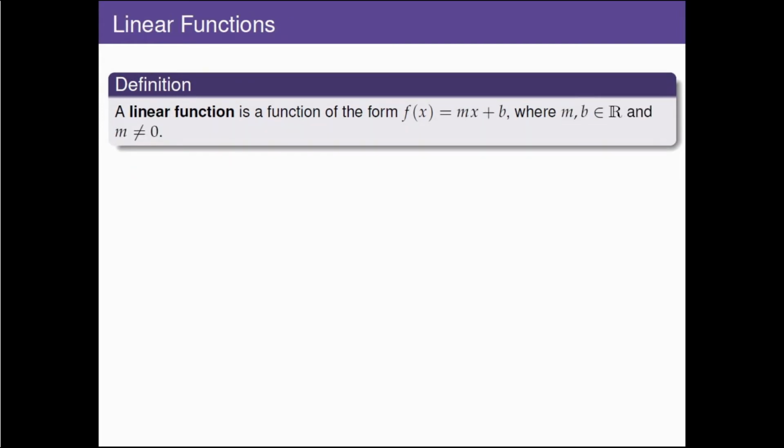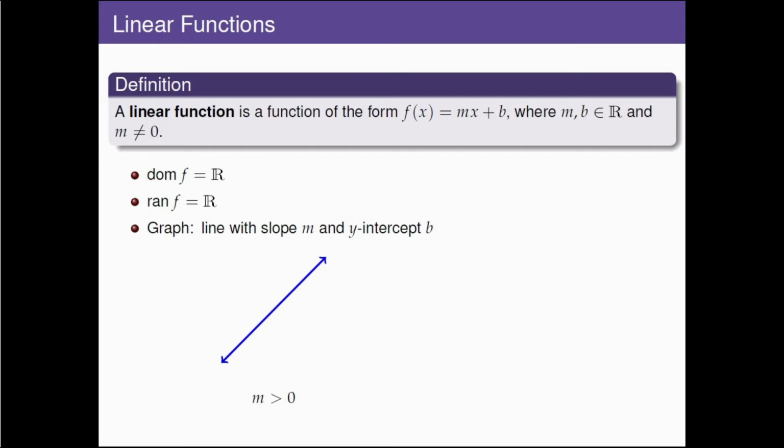We proceed with a linear function. This is a function of the form f(x) = mx + b, where m and b are real numbers and m is not equal to 0. The domain of a linear function is the set of real numbers. The range is also the set of real numbers. The graph is a line with slope m and y-intercept b. We will look at the y-intercept later on.